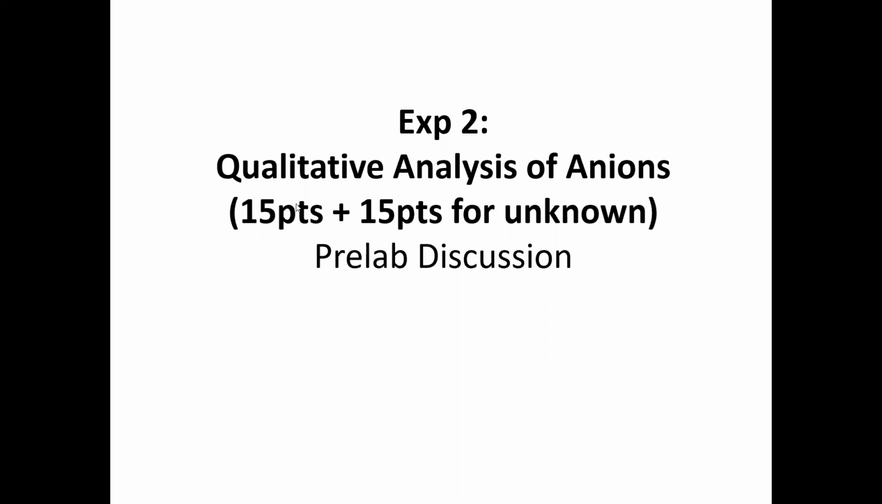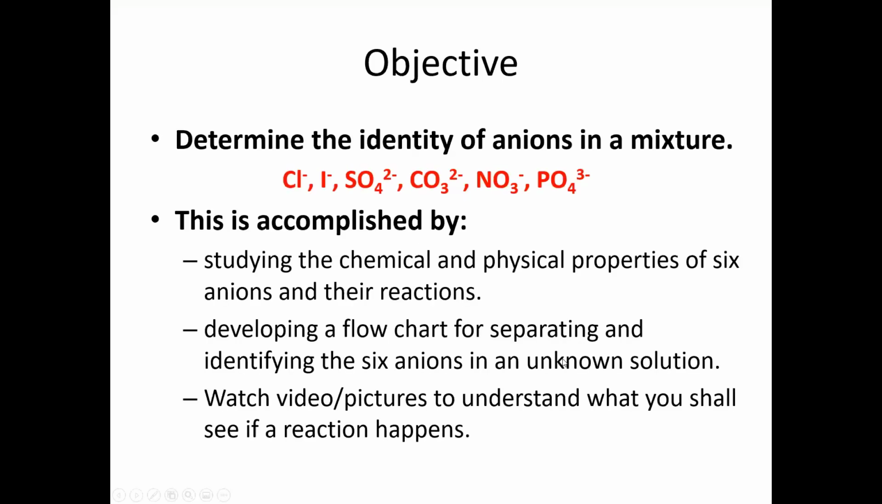Today is experiment 2, qualitative analysis of anions. This is a 30 points experiment, 15 points for the lab report and 15 points for the unknown. I'll explain that later. The objective for this experiment is to determine the identity of ions in a mixture.